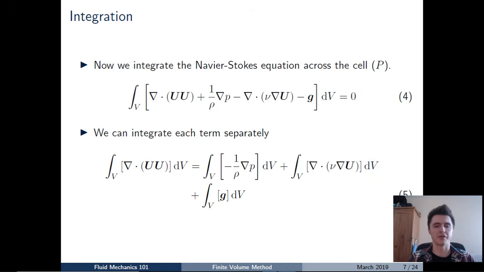And in equation 5 there, you can see we've got the convection term on the left, then on the right hand side we've got the pressure gradient, the diffusion term, and some source terms. And just as an example here, I've put the acceleration due to gravity as the source term.